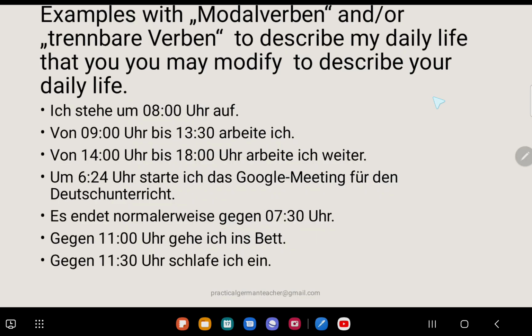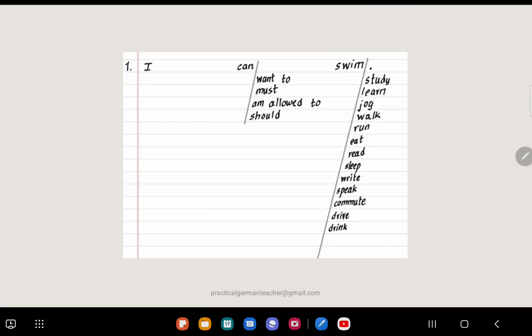Also, when we're talking about trennbare Verben, you also have ausschlafen. This means to sleep well, to have your full night's sleep. It's again a trennbares Verb. Let's look at some examples, guys. This was homework. We will go through it.